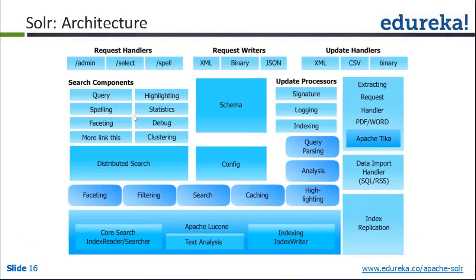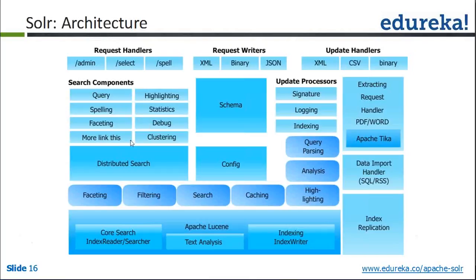These are the separate search components which are going to be used either with the request handlers or as independent components itself. So you can use them independently. So you have search components like query. You have advanced features like highlighting, spelling, stats, faceting, debugging, more like this.